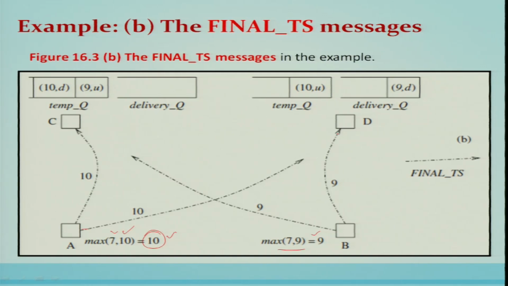So if you see in this scenario, 9 is at the head of the queue, so from the temporary queue it will be put on the delivery queue, and this message will be delivered to the process. Here also the same ordering will be done. Since 9 is at the head of the queue, it will be put on the delivery queue and 9 will be delivered. So first 9 will be delivered at both the ends, and then 10 will be delivered, so hence it follows the total order according to the algorithm.